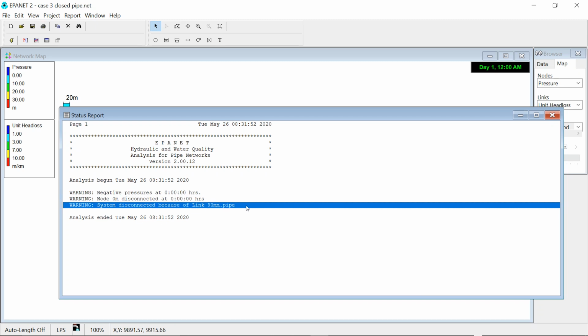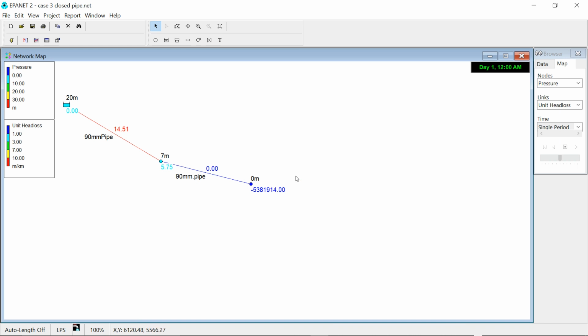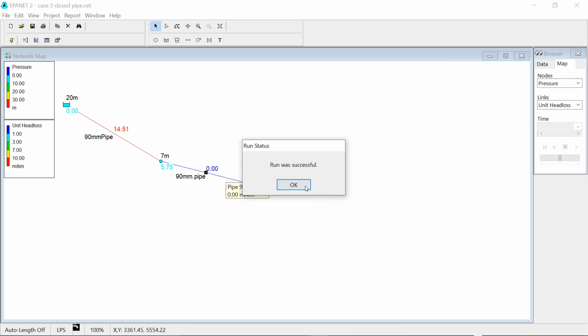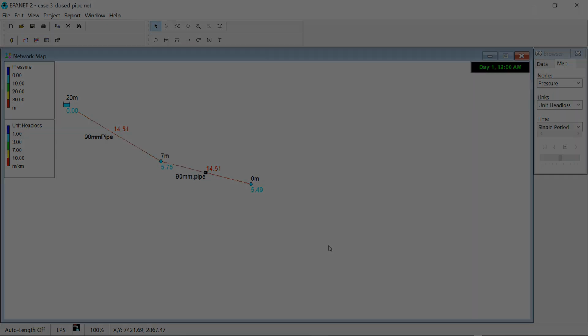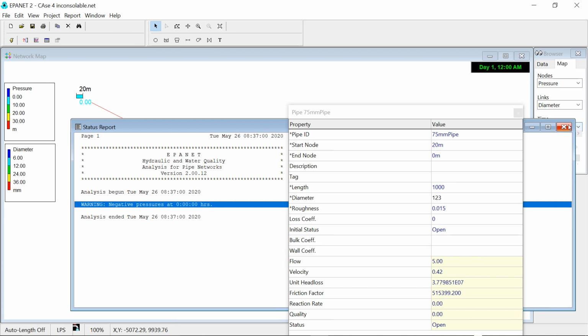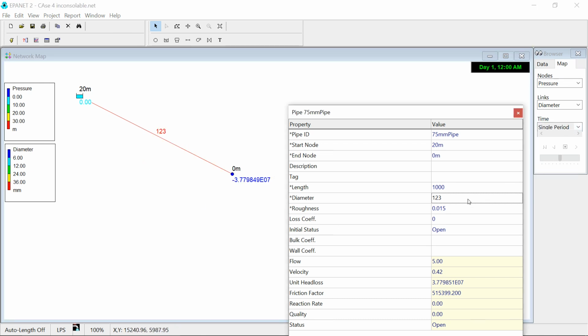If you get the negative pressure message combined with this disconnected warning, check for closed pipes or areas isolated from the water source. They're caught easily because they're negative big time. Sometimes your system seems unresponsive. No matter how much you increase the pipes, there are still huge negative pressures.